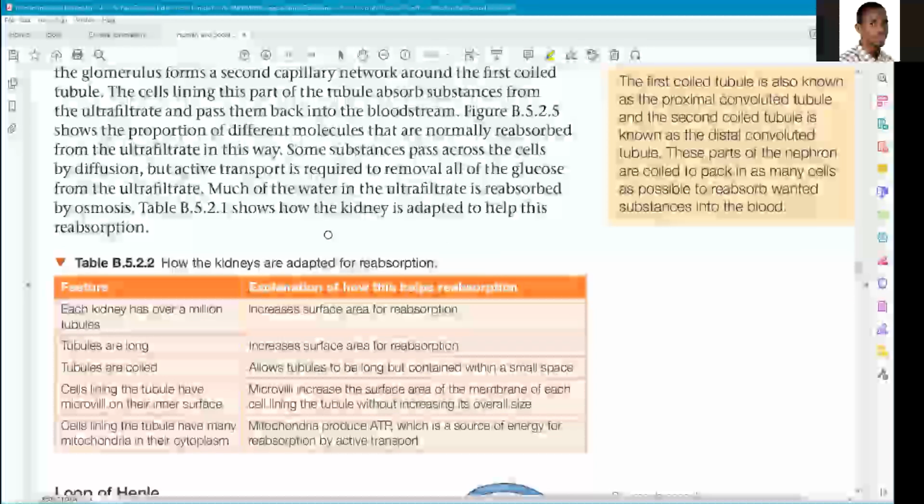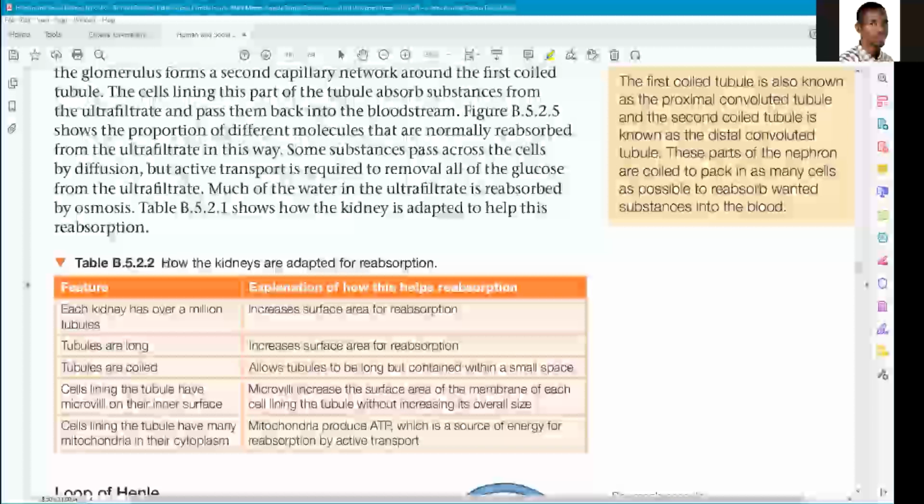Table showing how the kidneys are adapted for reabsorption. You have a lot of tubes, over 1 million, so that increases the surface area for reabsorption. The tubes are long, and that of course increases the surface area for reabsorption. The tubes are coiled. This allows tubules to be long, but to be contained in a very small space. So basically, you come back to the same thing, increasing the surface area for reabsorption.